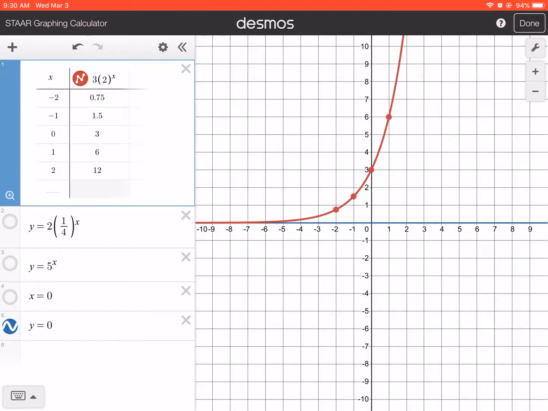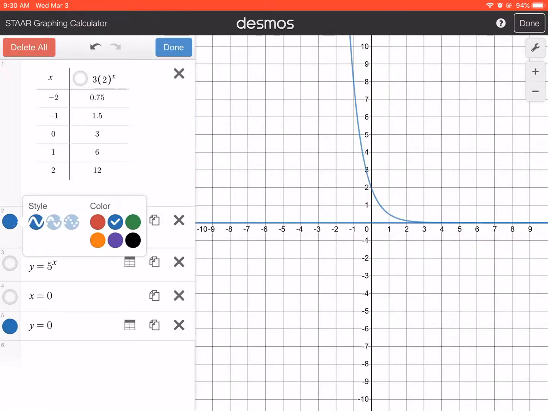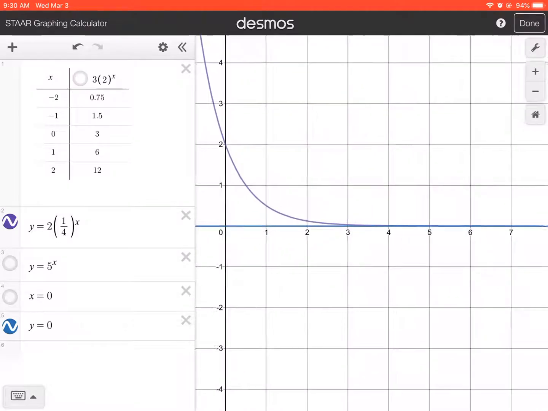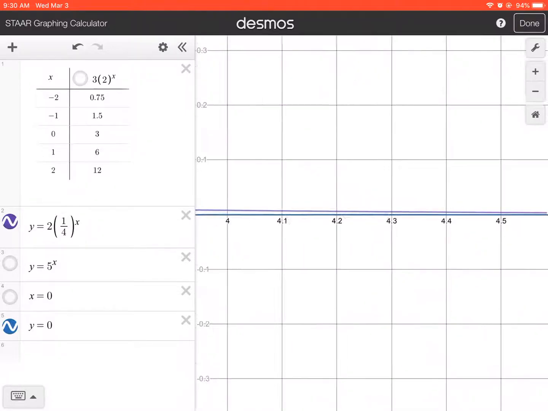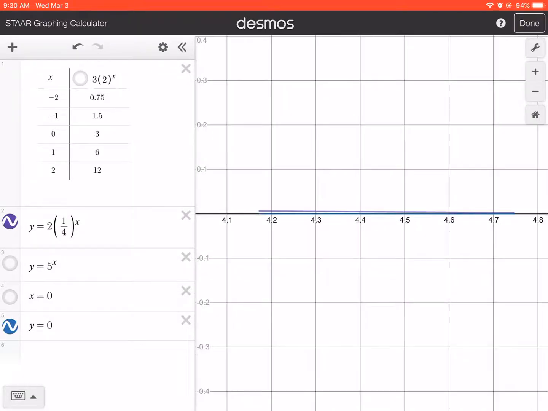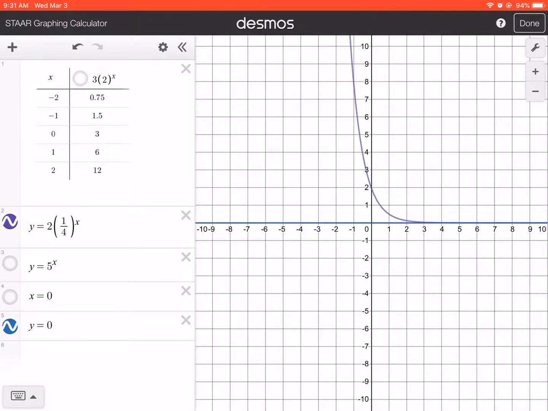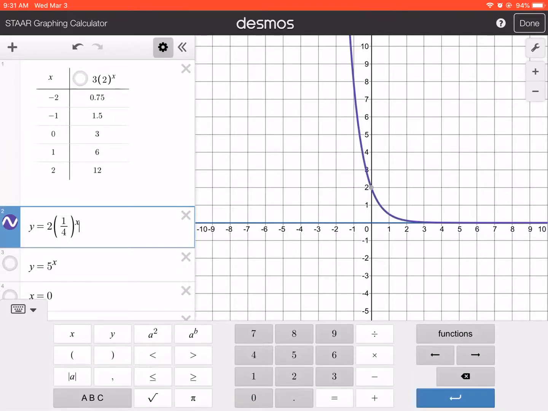I've got this one kind of pre-typed again. Let's see, we want to turn that one off and turn this one on. And we can even change the color so we can see it a little bit different. Here we go. You can zoom in to see the asymptote. Again, it looks like it's touching, but if you zoom in, there's actually a little bit of a space between them. So you are going to change this to a table.